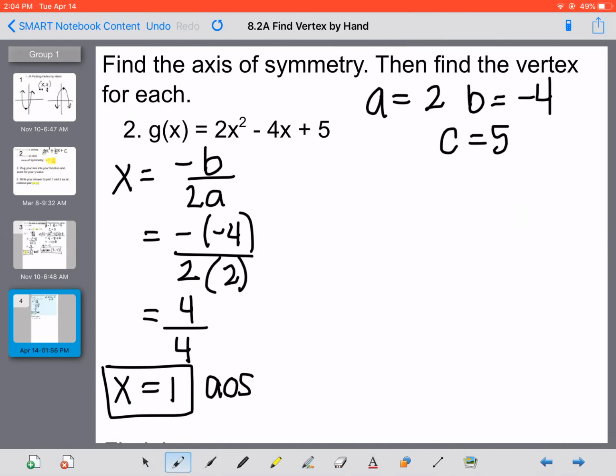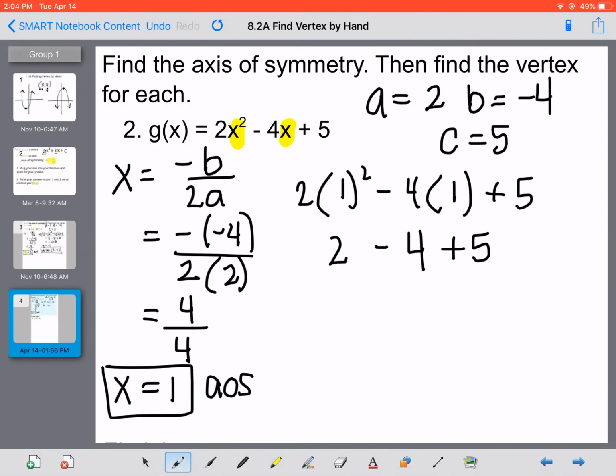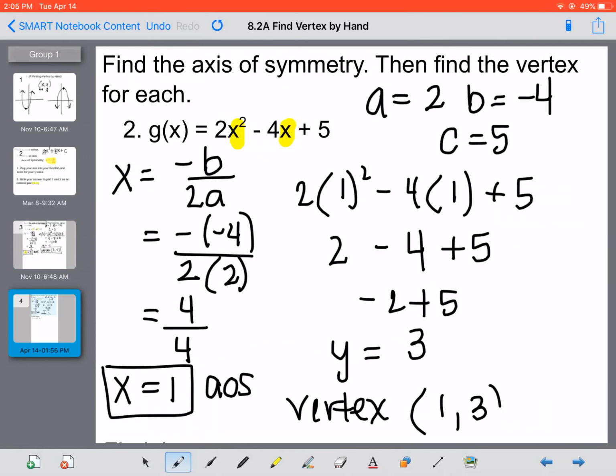And then we got to take our AOS that we just found and plug it in. So you're taking 2 times 1 squared minus 4 times 1 plus 5. Remember, we're plugging it into our x's of our formula. So PEMDAS says to do the exponents first, so 1 squared is 1, and 2 times 1 is 2. 4 times 1 is 4, plus 5, so that's 2 minus 4 is negative 2, plus 5 is 3, so our y value is 3, which means our vertex is at the ordered pair 1, 3.